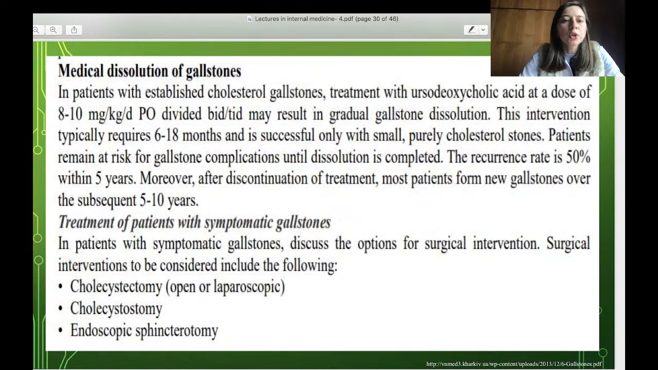And treatment of patients with symptomatic gallstones. A patient with symptomatic gallstones should discuss the options for surgical intervention. Surgical interventions to be considered include the following: cholecystectomy, cholecystostomy, and endoscopic sphincterotomy.